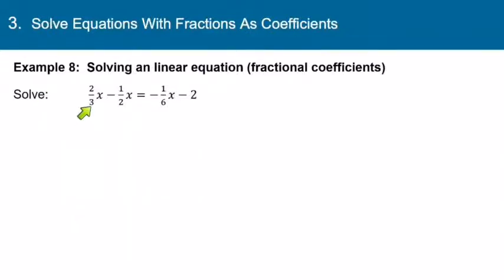Here we have 2/3 x minus 1/2 x equals negative 1/6 x minus 2. So look at your denominators. We have a 3 and a 2 and a 6.